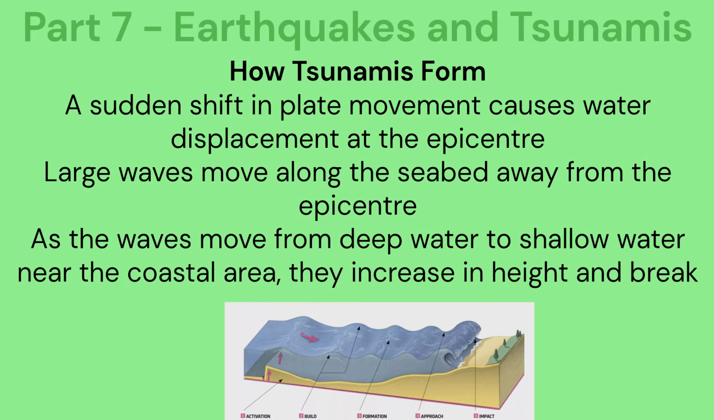How tsunamis form. A sudden shift in plate movement causes water displacement at the epicenter. Large waves move along the seabed away from the epicenter. As the waves move from deep water to shallow water near the coastal area, they increase in height and break.